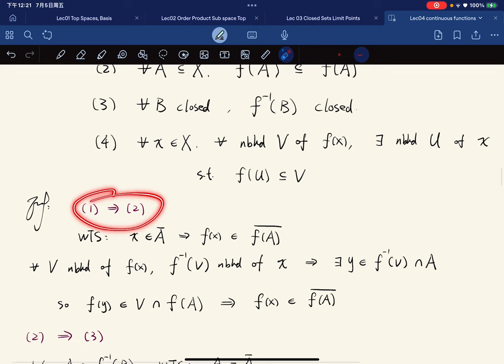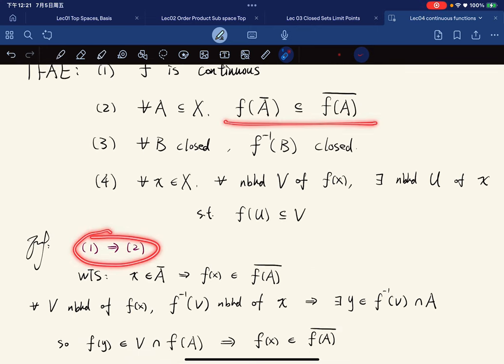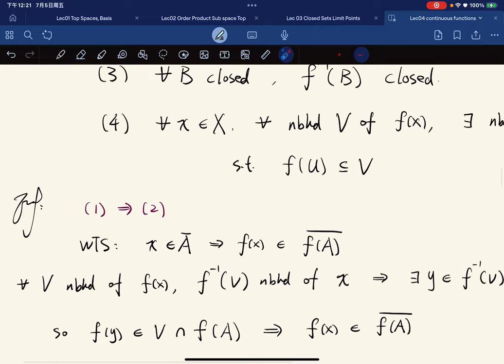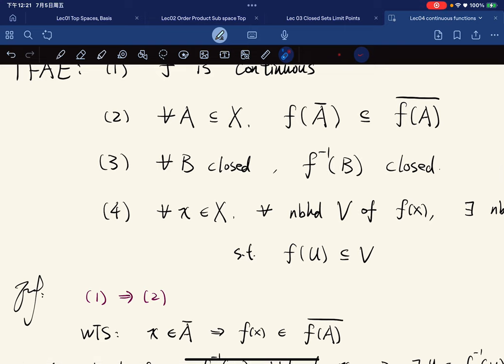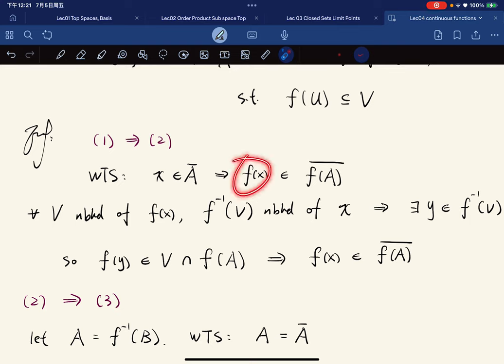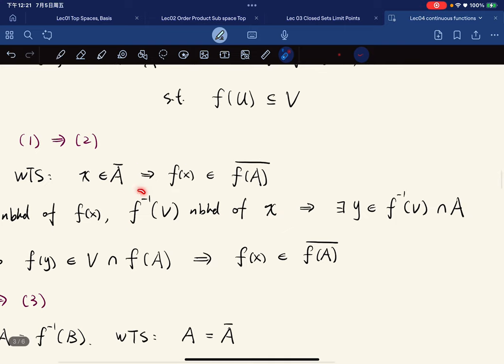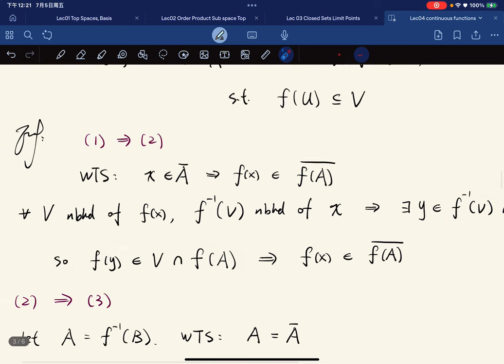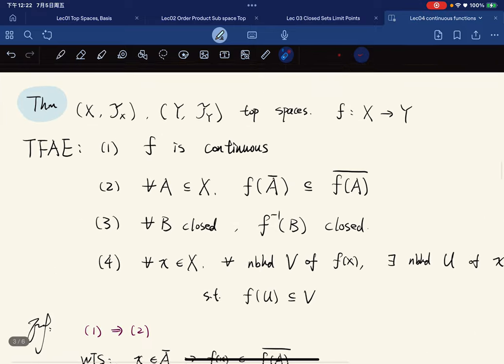So first we show that 1 implies 2. For 1 implies 2, we just want to show that x in A bar implies f(x) is in f(A) bar. So for any V neighborhood of f(x), we have that the inverse image is a neighborhood of x. Since x is in A bar, this neighborhood intersects A, which gives an element y, so it's not empty. So for this y, we see that f(y) is in V and also in f(A). So V and f(A) give a non-empty intersection for any V, which means f(x) is in f(A) bar. So 1 to 2 is done.